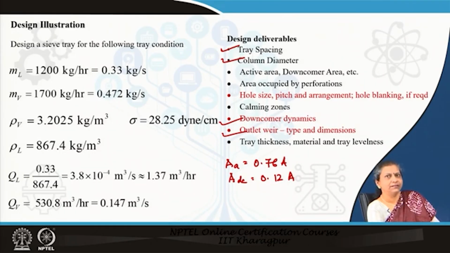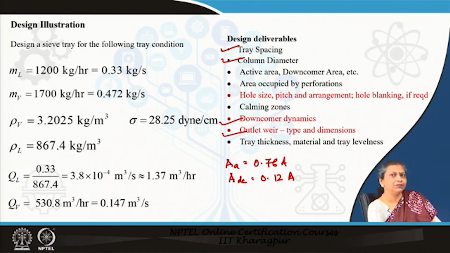Finally, after the design is there, we just need to see that the flooding limit has not been exceeded. If it is less than what we have decided, it is fine, we can go ahead with it. But if after the design we find we have approached closer to flooding, then definitely the diameter has to be changed and the design has to be reworked.